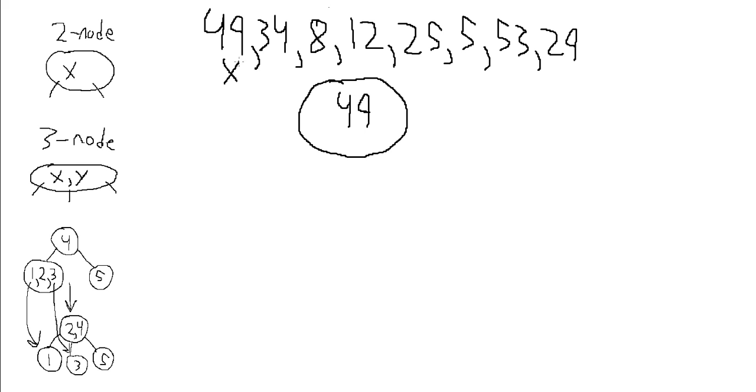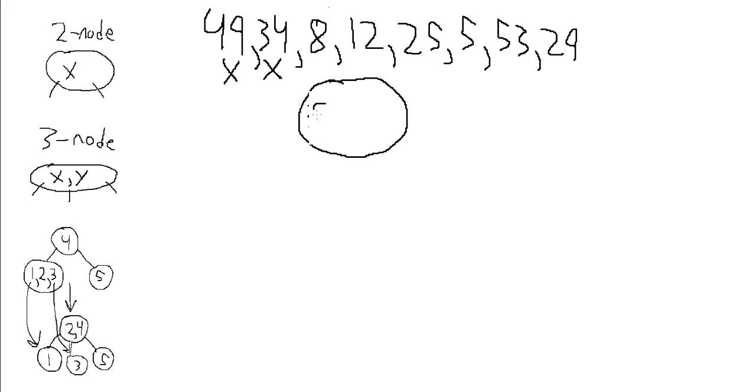Next, we're going to insert the 34. 34 is just going to be less than the 49, and it's in a leaf node already, so we can just go ahead and insert it in there. And so now this 2 node has become a 3 node. Next, we're going to insert the 8. The 8 is less than the 34 and the 49, and so it's going to go to the left of both of these to make some room.